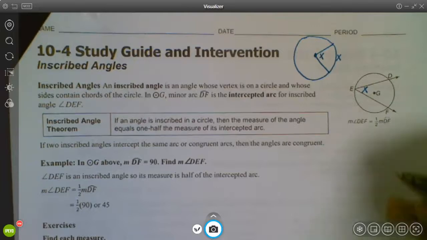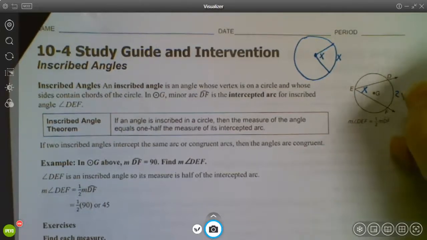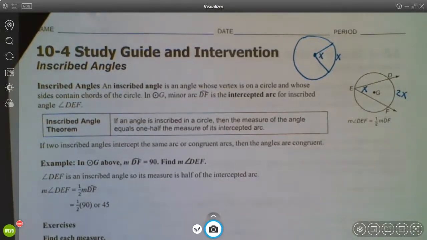So the way I like to write that rule is like this. You can say that the angle is half of its arc, but you can also reword that and say that the arc is twice the size of the angle. And I kind of like saying it that way as well, because it's good to look at it both ways. So the arc is twice the size of its angle. All right.